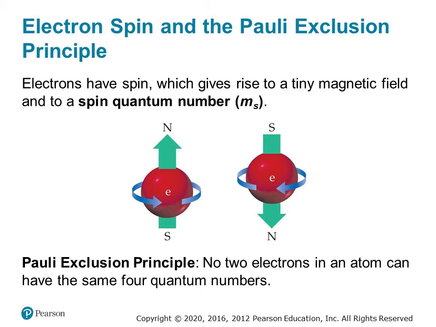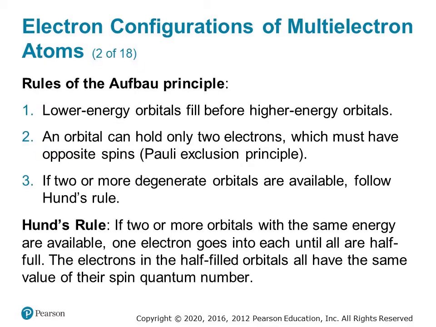The significance of spin to electron configurations is the Pauli exclusion principle, which states that no two electrons in an atom can have the same 4 quantum numbers as each other. In other words, if they have the same values of n, l, and m sub l, they must have different spins. The rules of the Aufbau principle are shown here.